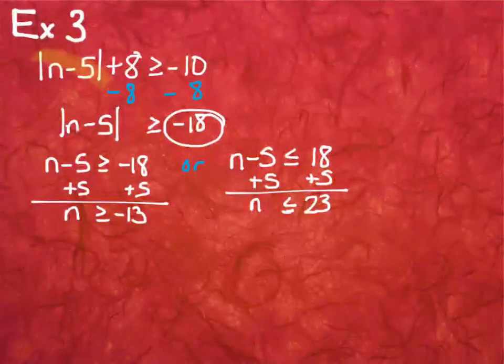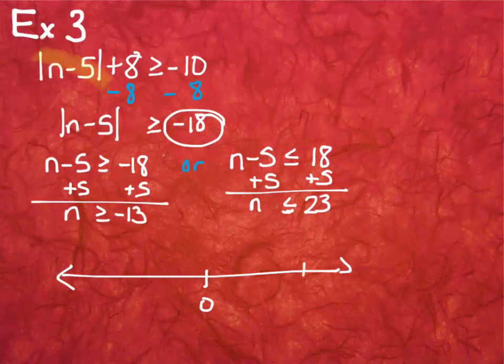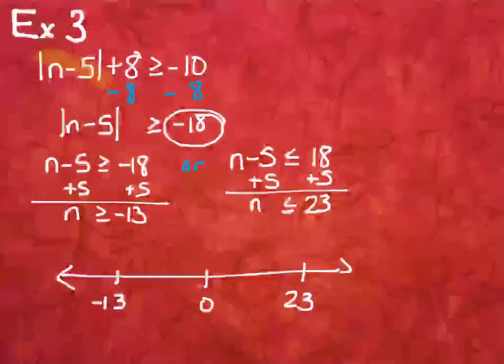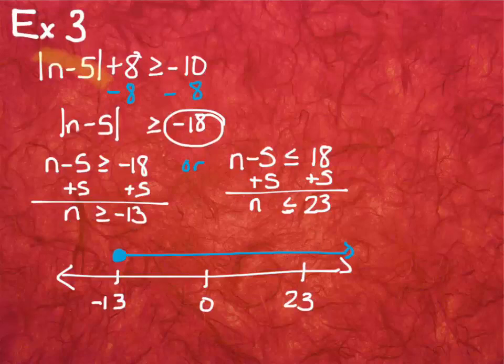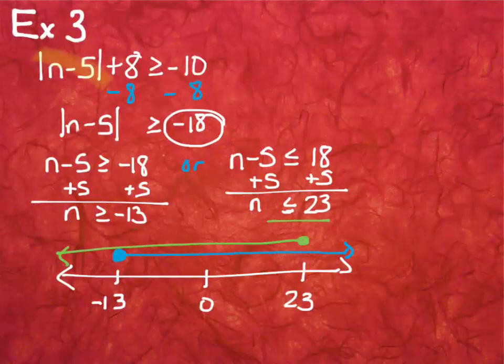So when I come down to my number line, I'm going to go ahead and put my 0 in the center, my positive 23 on this side, and my negative 13 on this side. And I am going to shade in the information. So let's start with the negative 13. It says n is greater than or equal to negative 13, so it needs to be a closed-in dot, and it's going to go towards the right. Then you're going to do the same thing for the 23. It's again a closed-in dot, and I'm going towards the left for less than.